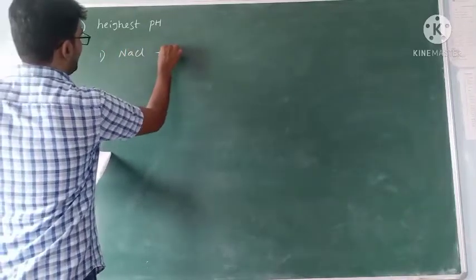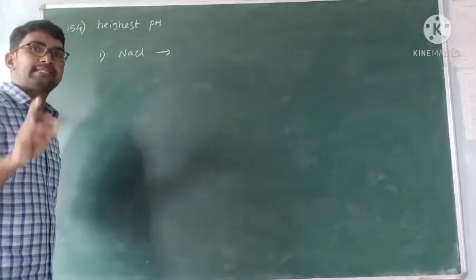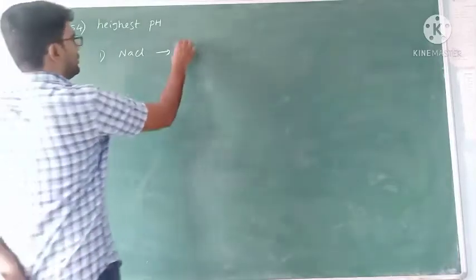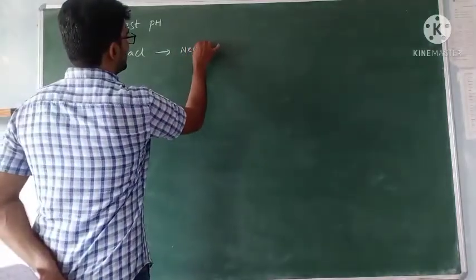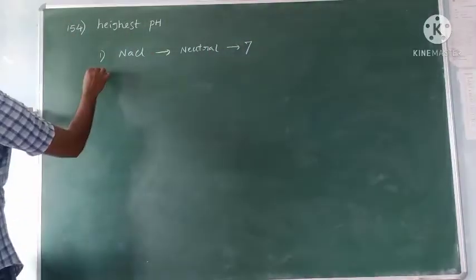NaCl is the first compound. We know that very well. NaCl is a salt of strong acid and strong base. Strong acid and strong base, it is neutral. Neutral means pH value is 7. Right?